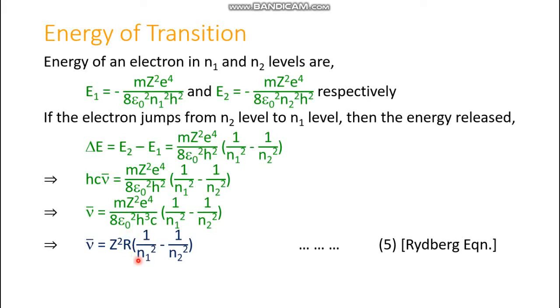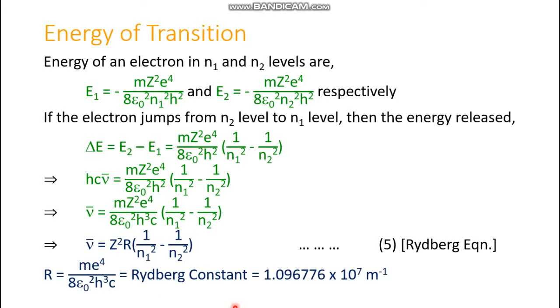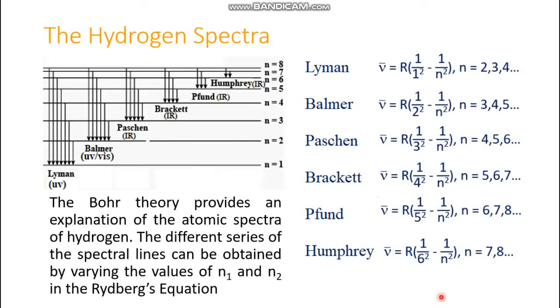these constant terms are expressed as only one constant term R, which is known as the Rydberg constant, and this Rydberg constant has the value 1.096776 into 10 to the power 7 meter inverse, and this equation number 5 is known as the Rydberg's equation. And with the help of this Rydberg's equation, we can easily explain the spectra of the hydrogen atom.